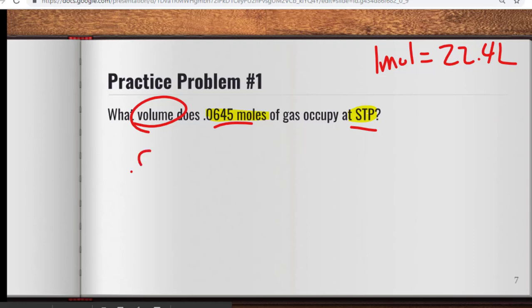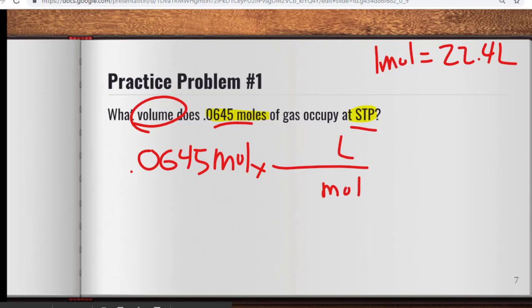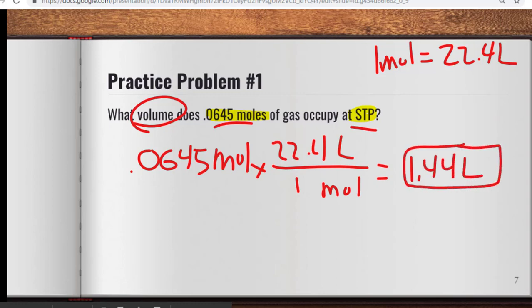We start with 0.0645 moles. Moles goes on the bottom of the next step, and there's a direct conversion between moles and liters. 1 mole is equal to 22.4 liters. We plug those numbers into our calculator and solve. Pretty straightforward. So what we end up with is, with correct significant figures, there should be 1.44 liters of our gas.